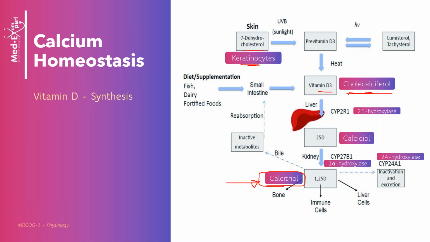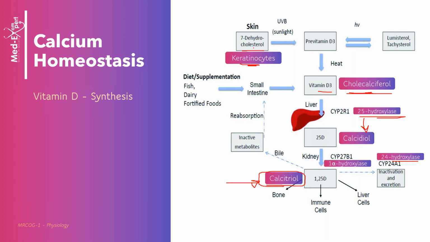Then the cholecalciferol will be activated in the liver by an enzyme called 25-hydroxylase to form calcidiol, or 25-hydroxycholecalciferol. Then there is another step of activation in the kidneys by the enzyme 1-alpha hydroxylase to form 1,25-dihydroxycholecalciferol, or calcitriol, and this is the active form of vitamin D. This form of vitamin D is metabolized, inactivated, and excreted by an enzyme called 24-hydroxylase.